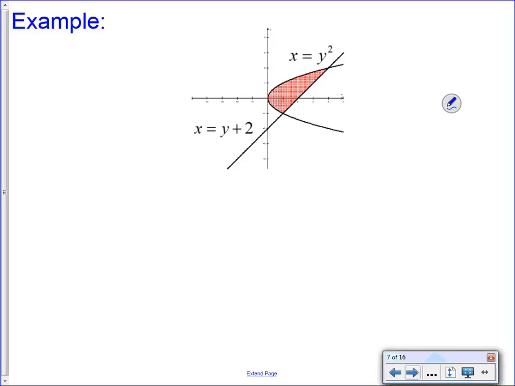All right, so here we want to find the area shaded in red, and you'll know you're integrating along the y-axis when you look at your functions. Notice this is x equals y plus 2, and x equals y squared. So these are solved for x in terms of y. So this time, our limits of integration are going to be the points of intersection. So we're going to integrate from -1 to 2.